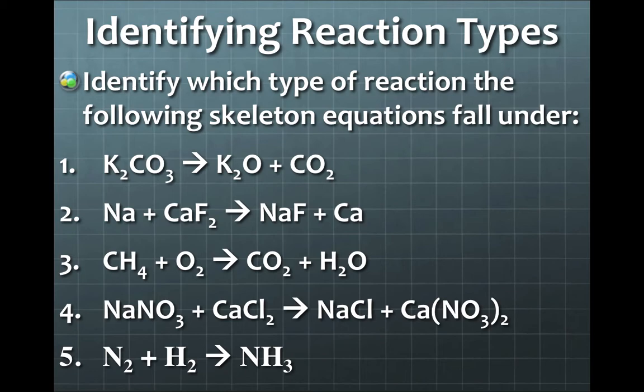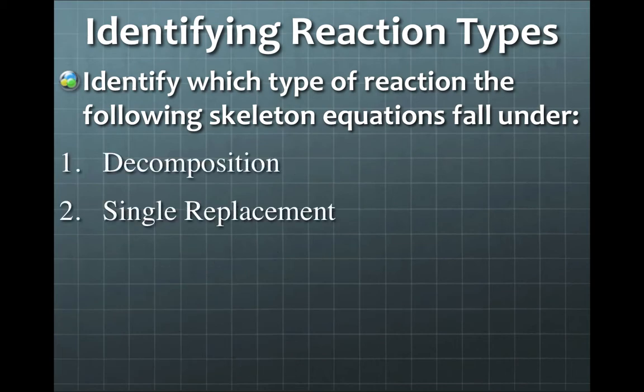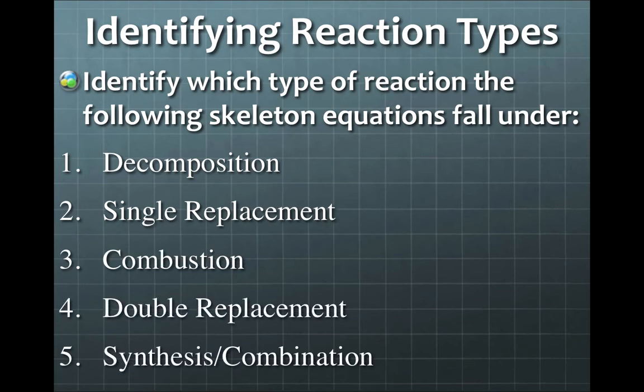Okay, number 4, we have 2 ionic compounds forming 2 new ionic compounds. If you look closely, the 2 metals switch places, or if you want to look at it the other way, the 2 nonmetals, the nitrate and the chloride, switch places. So 2 things are switching places, so it's a double replacement reaction. Okay, and then finally, we have 2 elements combining together to form a compound, so that is called a combination or a synthesis reaction. So there are your answers.